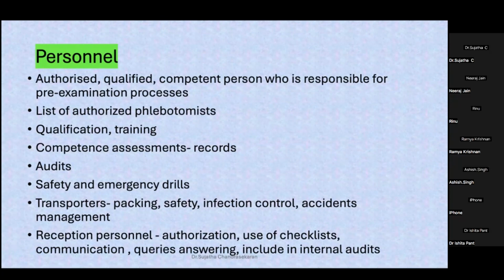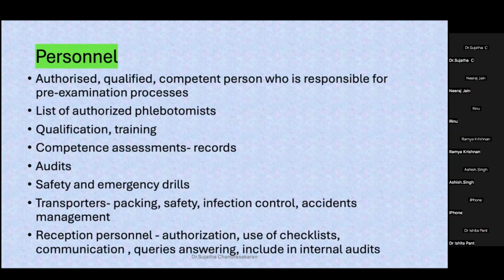Then the qualification, training, and competence assessment records have to be there. The audits have to be done for the pre-examination facility also. Safety and emergency drills should be done specifically. Then the transporters also: packing, safety, infection control, how to manage accidents on the way, in case of an accident to the sample. They have to be trained on that, and training records maintained.